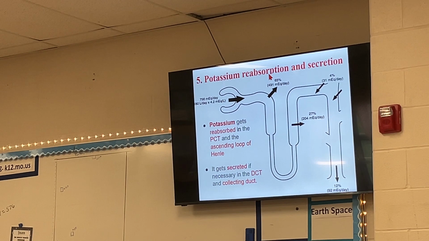So potassium does get reabsorbed and secreted as our body needs it. You guys taking notes? Potassium gets reabsorbed in the proximal convoluted tubules and the ascending loop of Henle, and gets secreted in the distal convoluted tubules. Because this is a complicated topic, you can bet there's going to be a question that's worth a lot of points on the final about this.